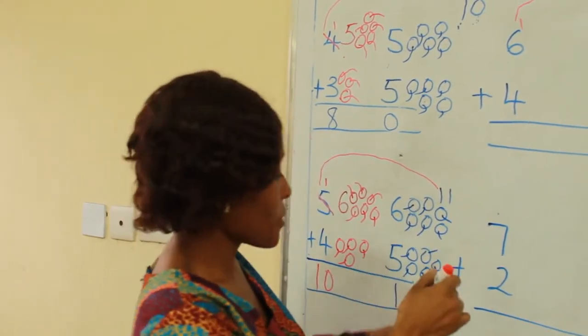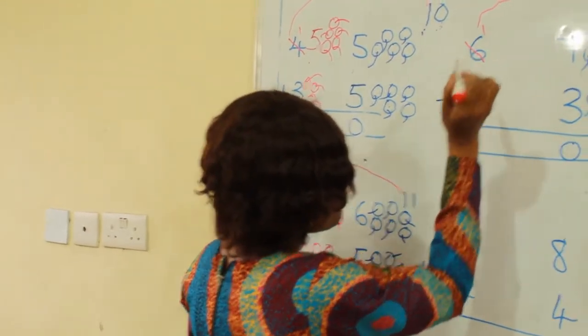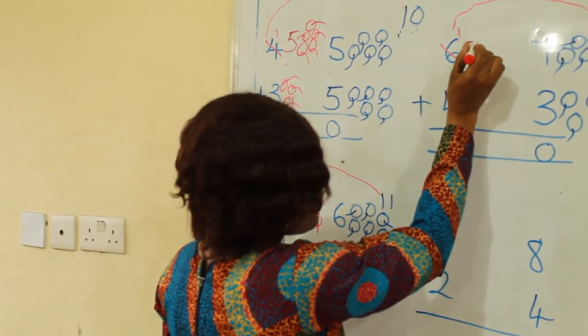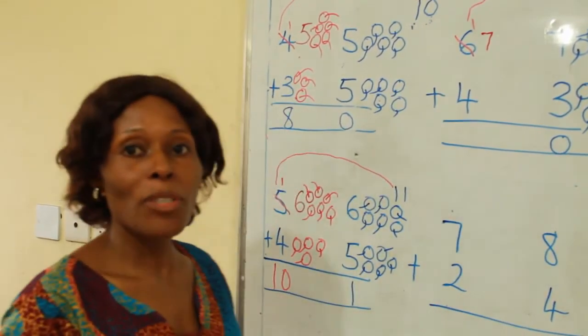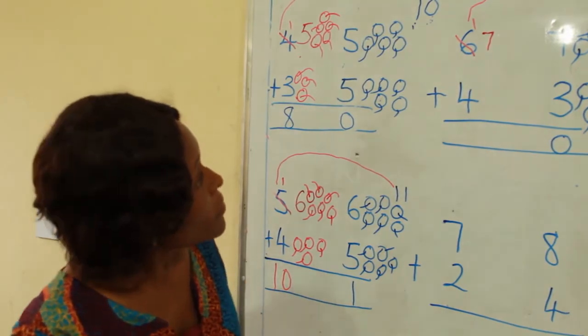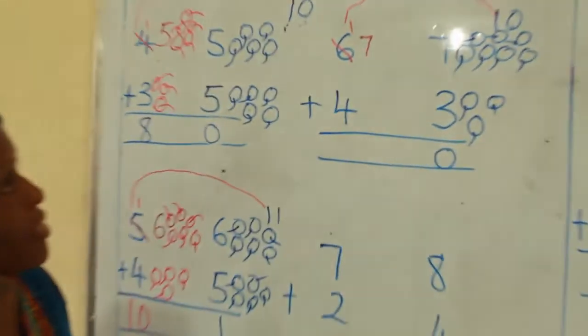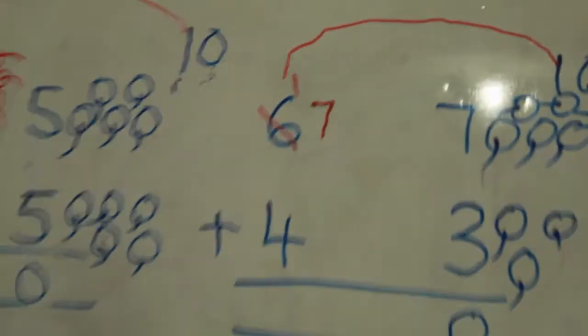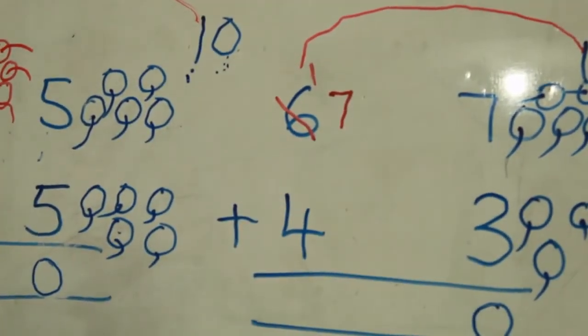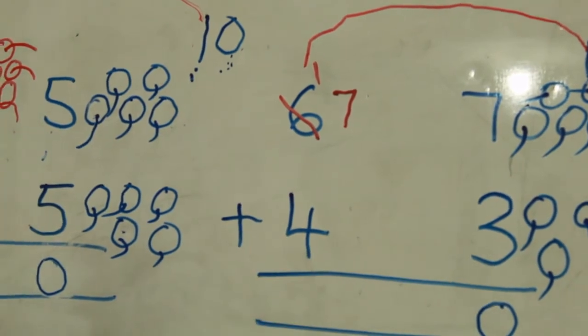So all we need to do, we are going to cross out number 6, and then this has become number 7. Good. Can you see it very well, children? We've written number 7 here. So what should we do next? We are going to draw out 7 counters and also 4 counters.